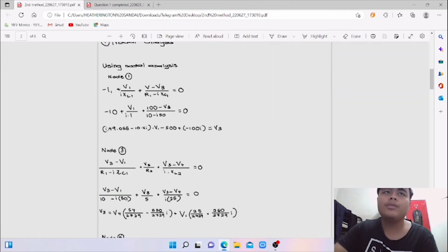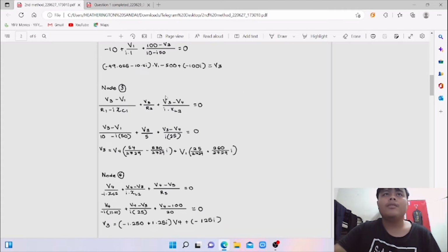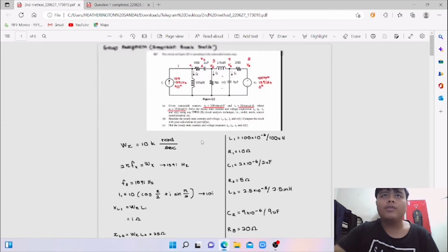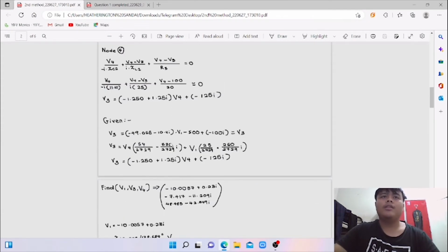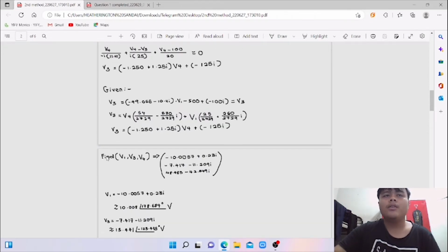And then I got V3 equal to negative 49.0655 minus 0.1011i, where i is the imaginary number, multiplied by V1 minus 500 plus negative 100i. And for node 3, this is the equation. For node 4, node 4 is here. This is node 3, this is node 4 that I get. And then V1 here, V3 equal to this, and then V3 equal to something else. After I calculate here, this equation becomes simplified like this. And the equation for V4 is also like this.